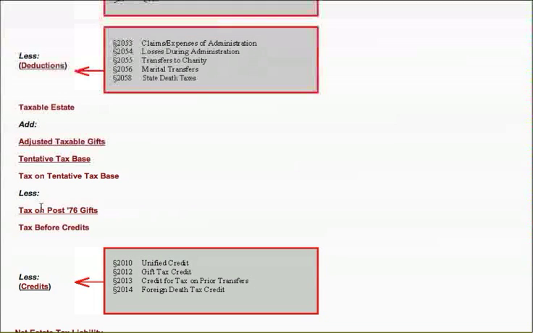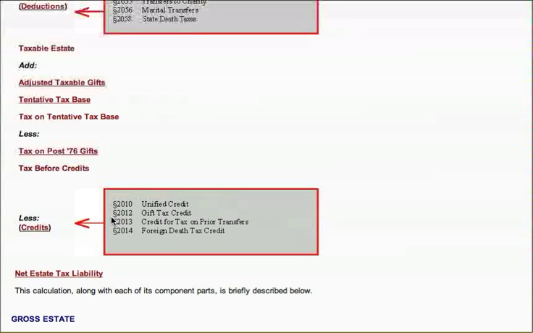And it really derives an amount that's considered a tax payable, but for illustration purposes here, it just says tax. Tax on post-76 gifts. So we start off with the tax on the tentative tax base. We subtract the tax on post-76 gifts, and that gives you what's called your tax before you apply your credits.